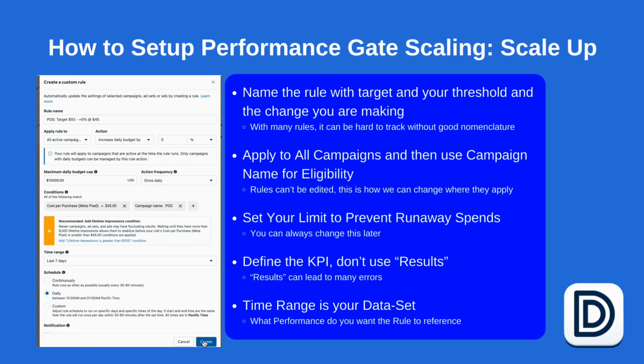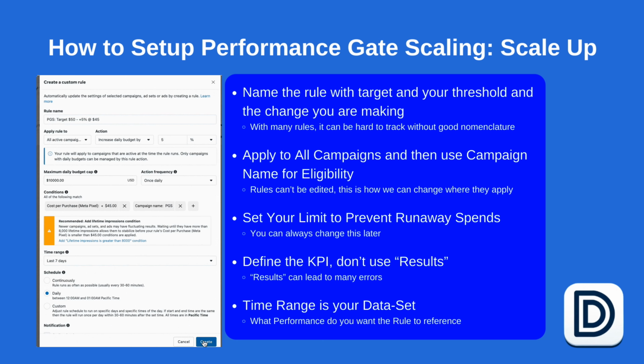And lastly, when we look at the time range, that's basically saying over the last 7 days. So that's 7 days ago up into yesterday. Is our CPA across this campaign less than $45? If so, raise the budget by 5% until the budget is over $10,000. And at that point, we might have to go back and readjust our limits.